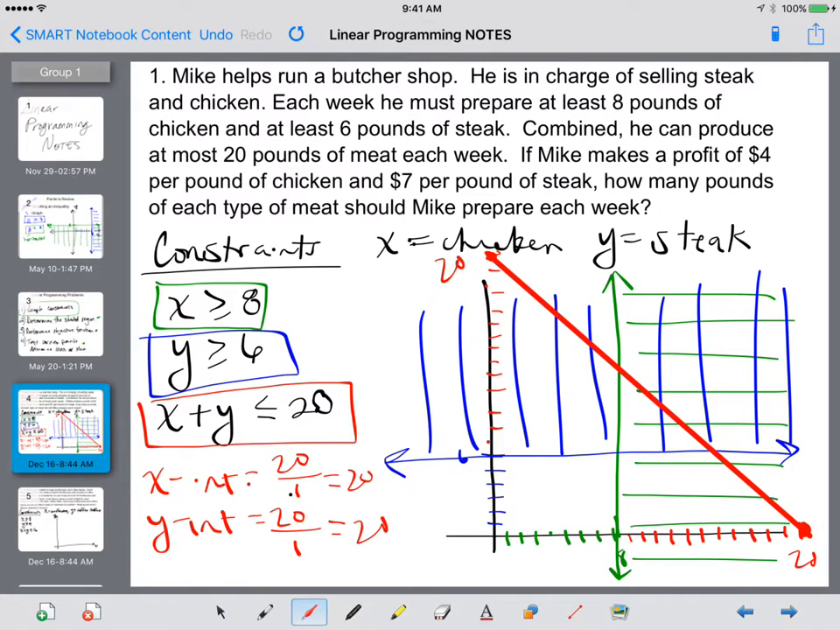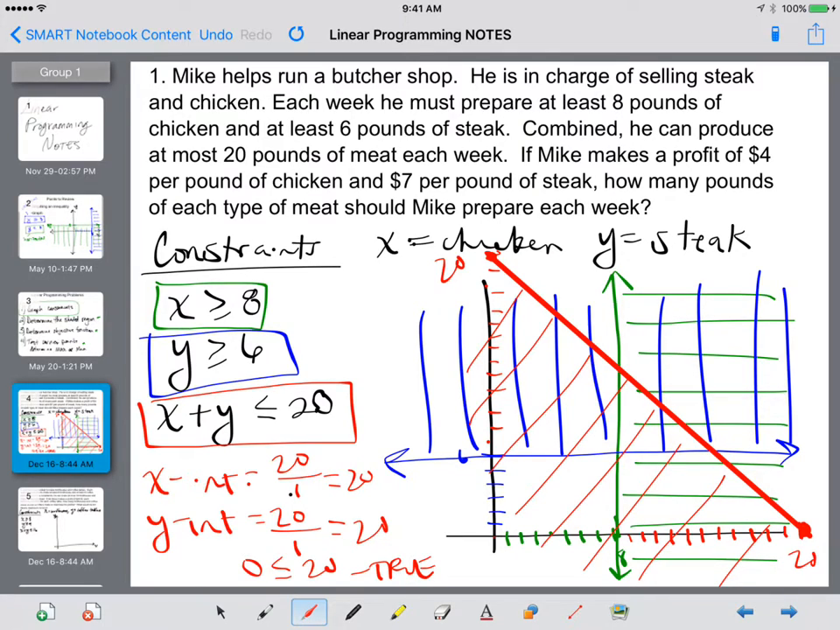Remember that we want to pick the point 0, 0 and figure out if we're going to shade towards, down towards 0, 0, or away from it. So if I plug 0 for x, 0 for y, I get this statement, 0 less than or equal to 20. This is a true statement, so my shading I'm going to shade below.